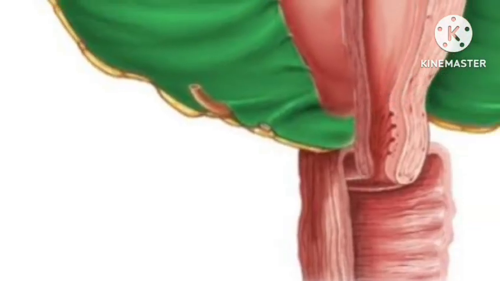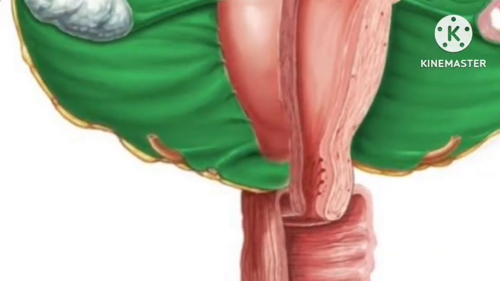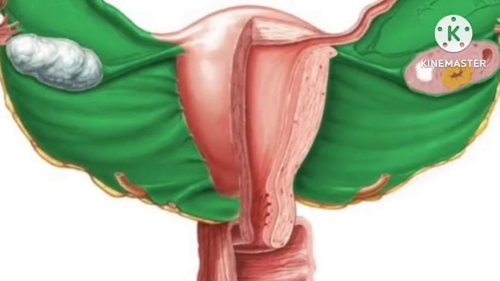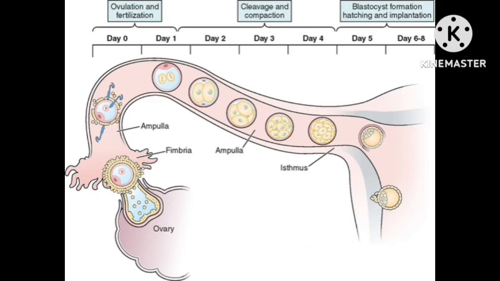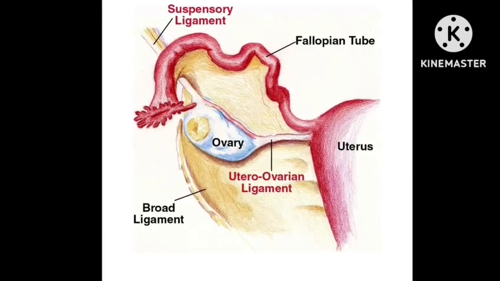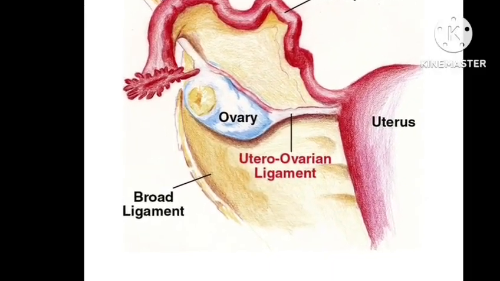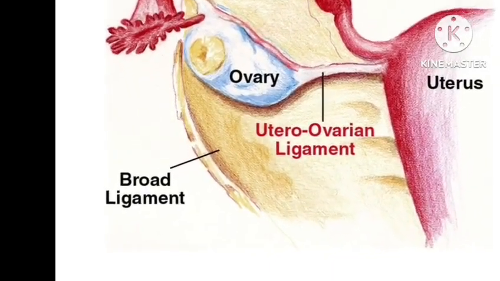Next point is course and relations. The isthmus and the adjoining part of the ampulla are directed posterolaterally in a horizontal plane near the lateral pelvic wall. The ampulla arches over the ovary and it is related to its anterior borders, its upper pole and its medial surface. The uterine tube lies in the upper free margin of the broad ligament of the uterus.